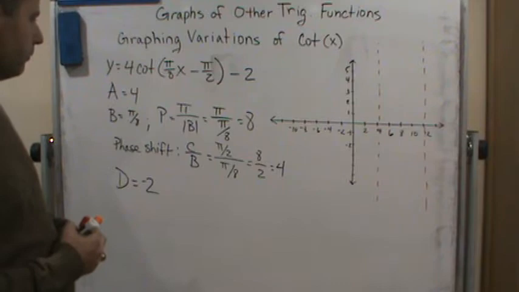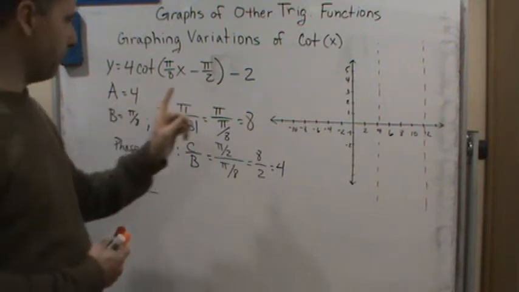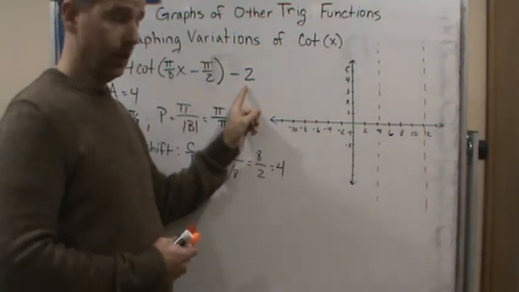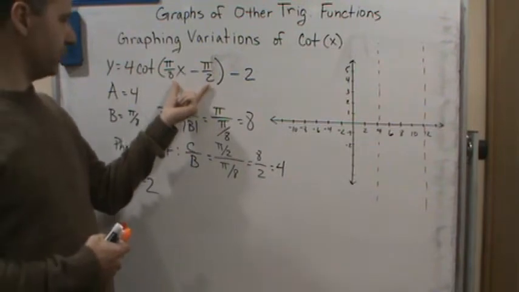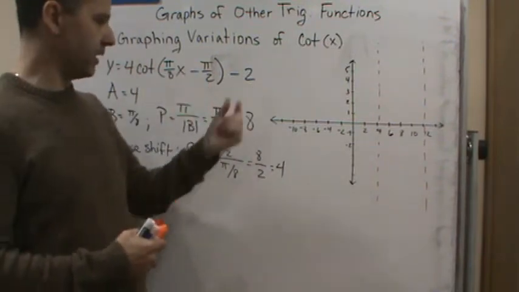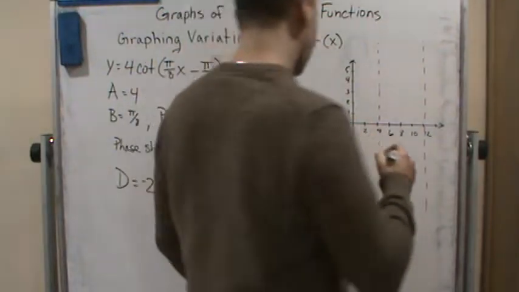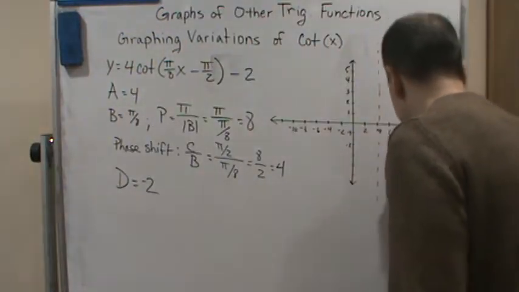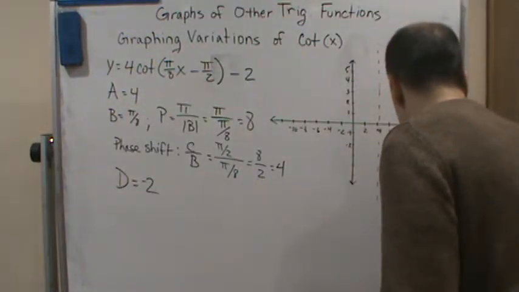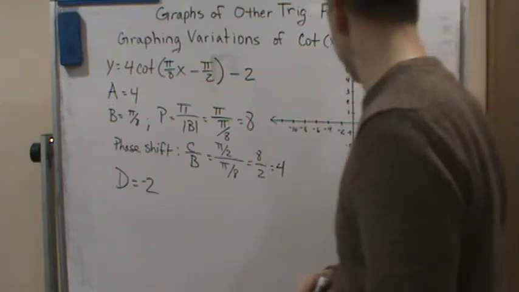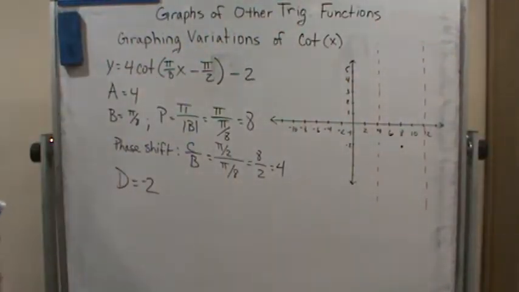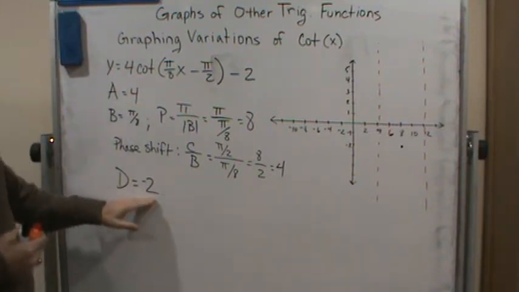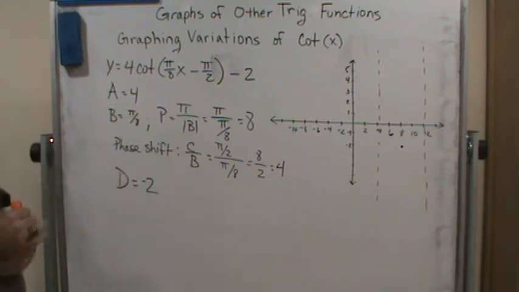But keep in mind that it's shifted down, because this is going to be equal to 0, which makes this whole thing 0, but it's going to be at -2. So it's going to cross at 8, comma, -2, which is about right there. D is -2, which tells us it's a vertical shift down 2 units.